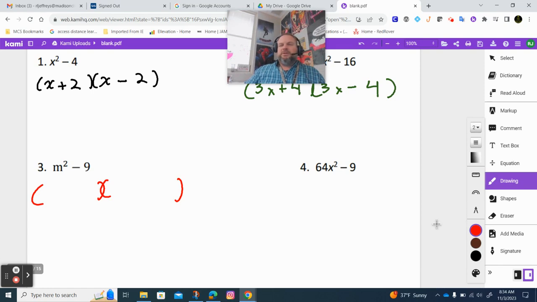So for number 3, we start with two sets of parentheses. One gets a plus, one gets a minus. What is the square root of m squared? M. Yes, it's 1m, or m to the first, if that's what you meant. Okay. Square root of 9 is 3.